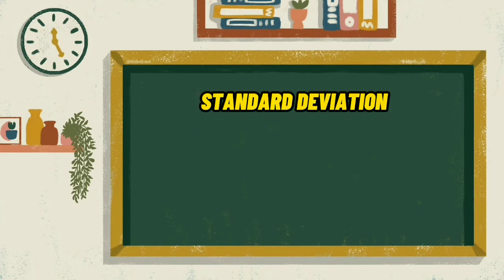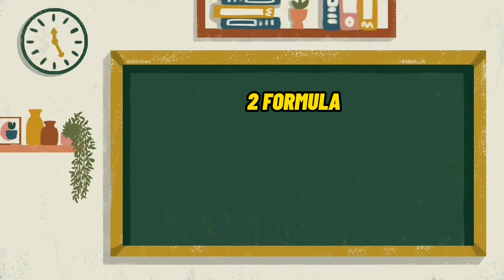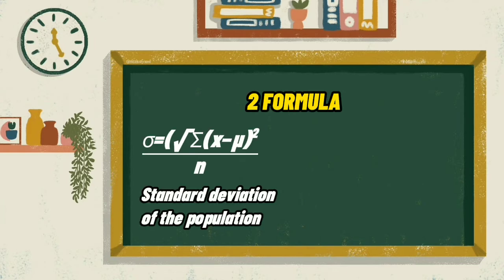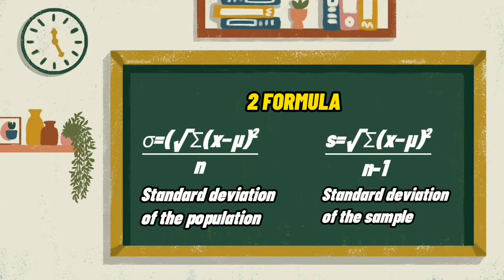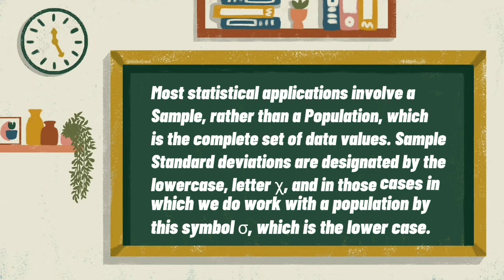Standard deviation is a measure of how spread out numbers are. We have two formulas for standard deviation: this one for the standard deviation of the population and this one for the standard deviation of the sample. Sabi dyan, most statistical applications involve a sample rather than a population, which is the complete set of data values. Sample standard deviation is designated by the lowercase letter s, and in those cases in which we do work with the population, by this symbol, which is a Greek letter called sigma.